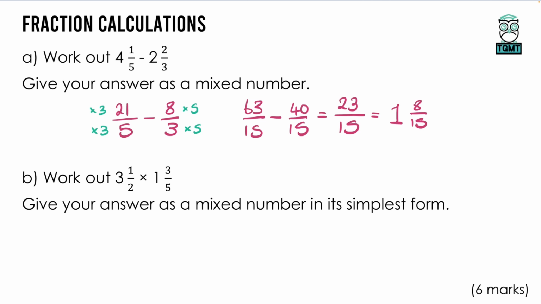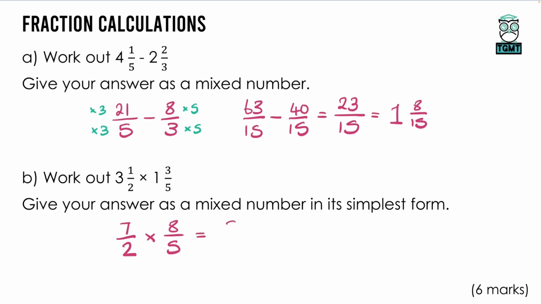Pretty much the same process when we're multiplying. We still have to make them improper. We're still going to have to make it into a mixed number at the end, but when we're multiplying, it's the nicest of the bunch because we just multiply the tops and multiply the bottoms. So make them improper first. 3 times 2 is 6, plus the 1 is 7, so 7 over 2. Multiplied by 1 times 5 is 5, add the 3, 8 over 5.